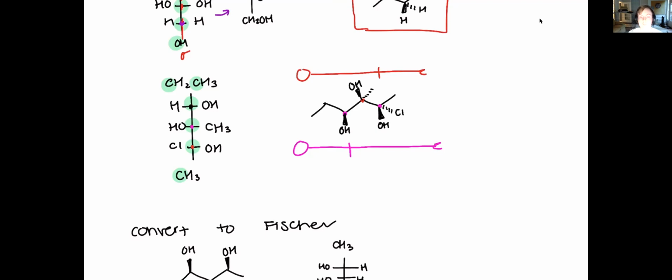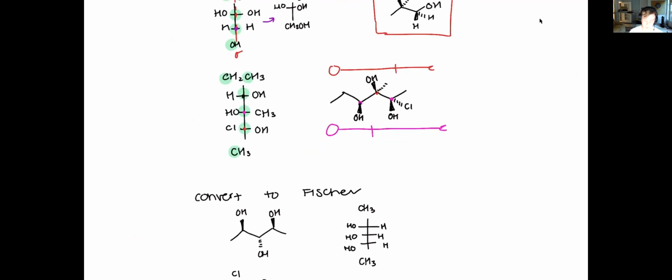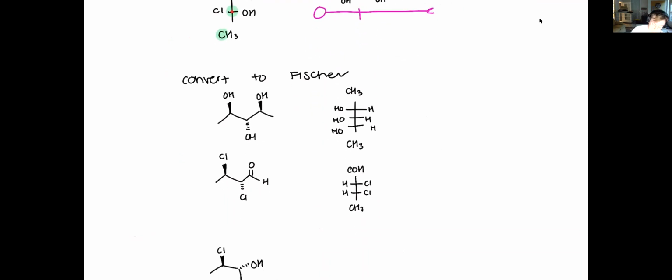And this pulls from another video, that we should be able to rotate this and have a similar or identical structure. So although it's upside down, these OHs that are on wedges would still be on wedges, and the chlorines would still be on dashes, and the methyl would still be on a dash. So hopefully you guys can see how that makes sense, because identifying identical structures is super important and will help you later down the road. So that is really all the examples I have from Fischer to line angle.